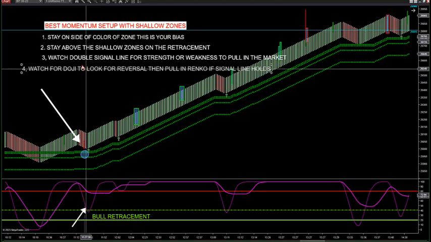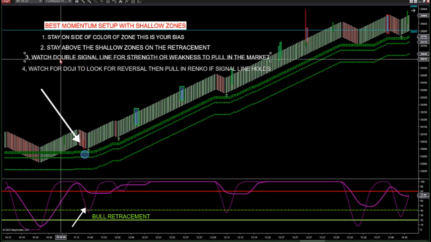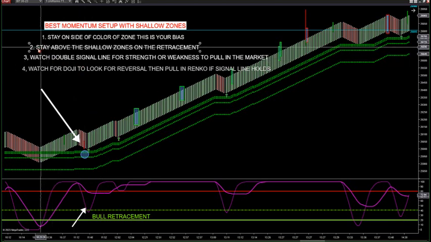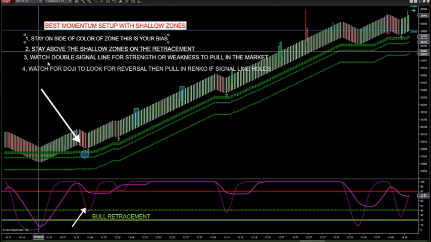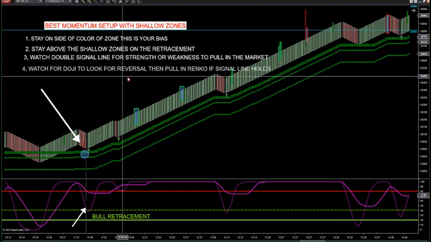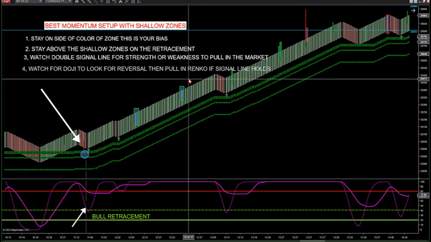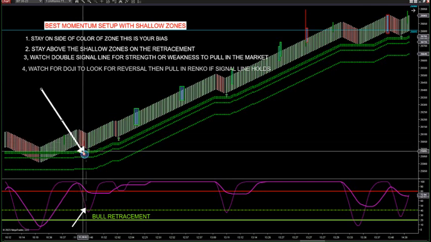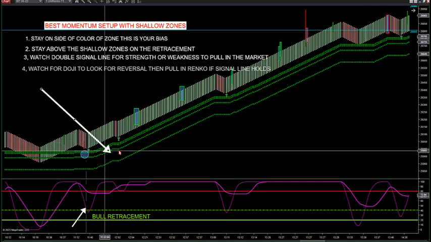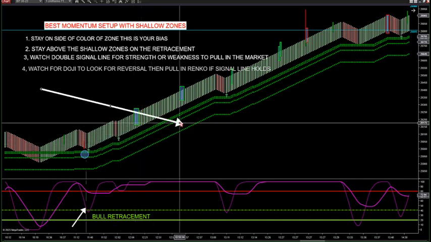So, let's take a look at this. These are all in order of importance. All right, so watch for doji, look for reversal, then pull in Renko if signal line holds. So as we retrace, my shallow retracement is holding, which is key. You got to remember these retracements are key.